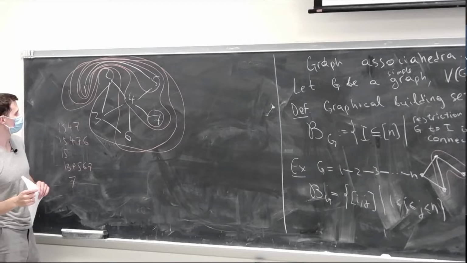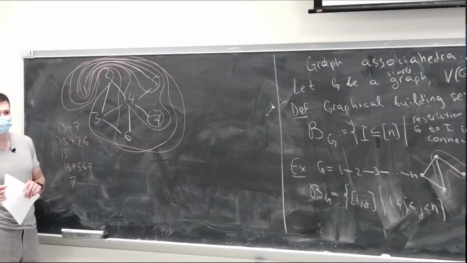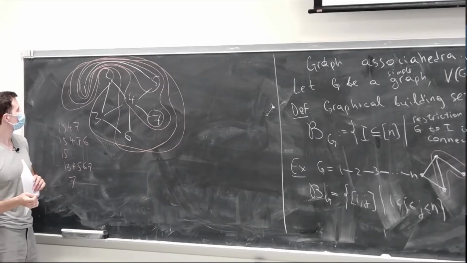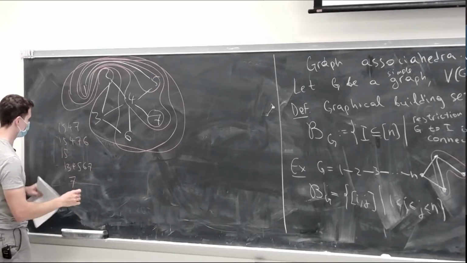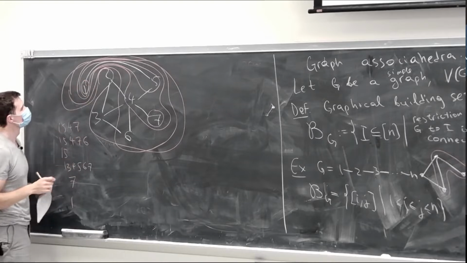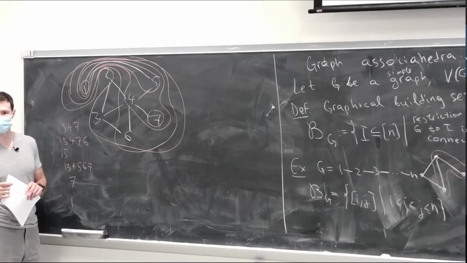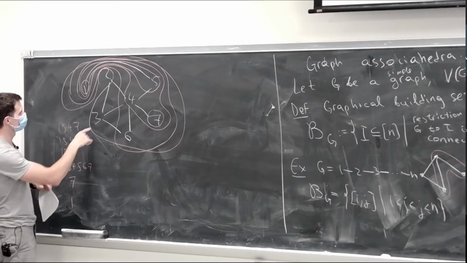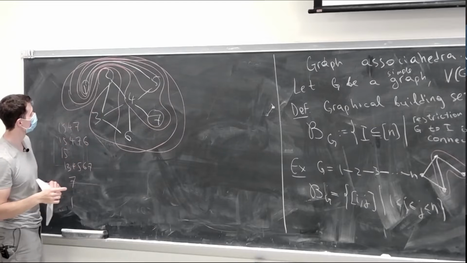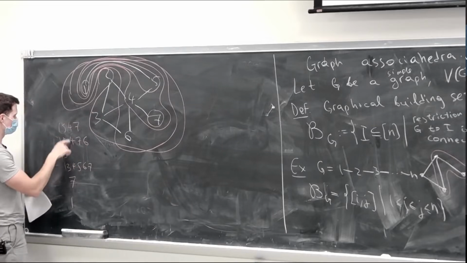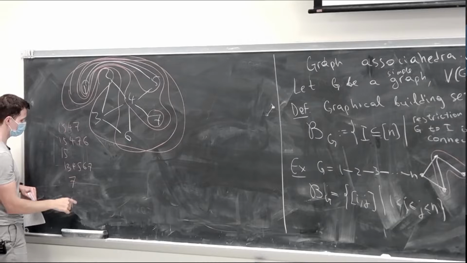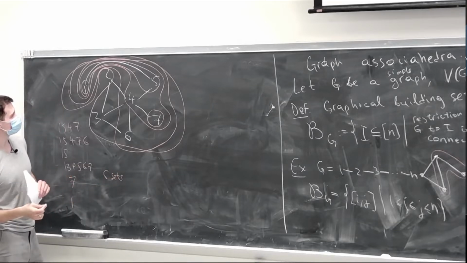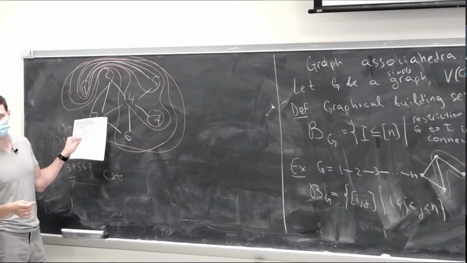All right. Anything else? Just 1. Okay, interesting. Just 1. Anything else? Seems like no. Yeah, you can't take 3, it's going to be adjacent. All right. So how many do we get? 1, 2, 3, 4, 5, 6, 7. All right. And so this is supposed to be a vertex of the graph associahedra.